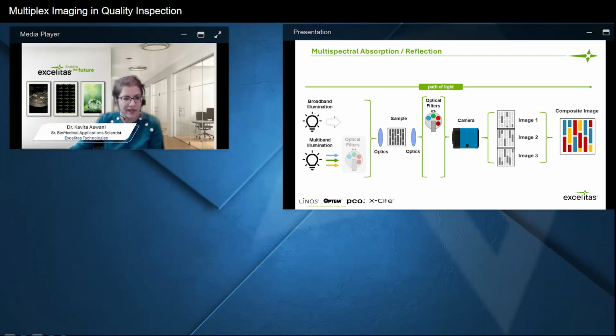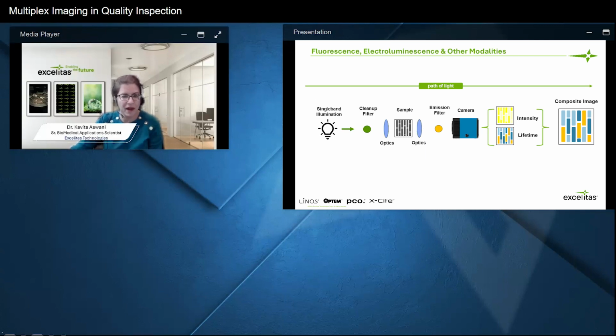For absorption and reflection, again, you could either have a broadband illumination or you could have multiband illumination with or without optical filters, depending on the requirement of the wavelength. Goes through your optics, gets to the sample. Here you will need optical filters because with the broadband illumination, you've hit the entire sample with every wavelength of light. Then you want to filter the emission, the absorption, or the reflection. And again, you end up with your image one color, image two color, image three color, and your composite image.